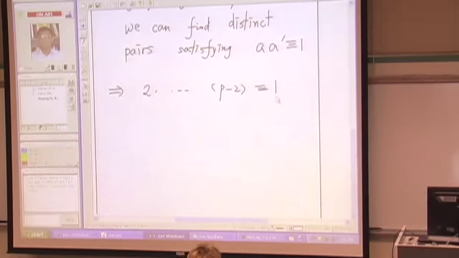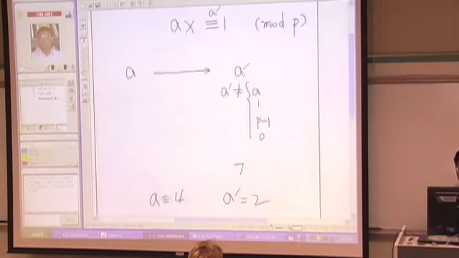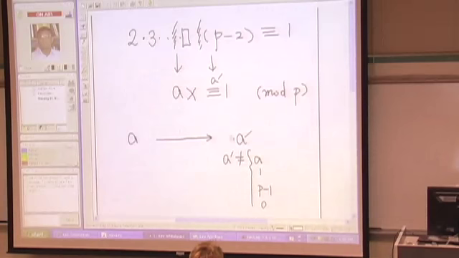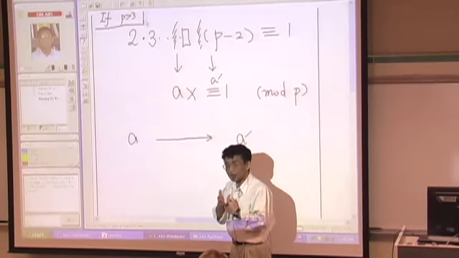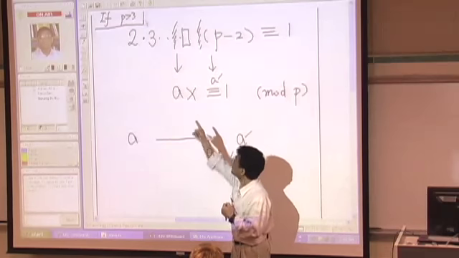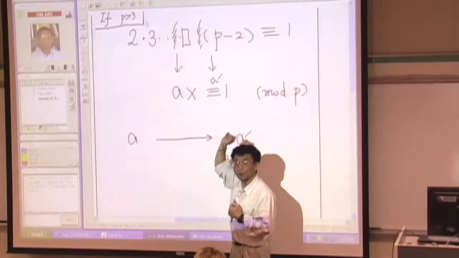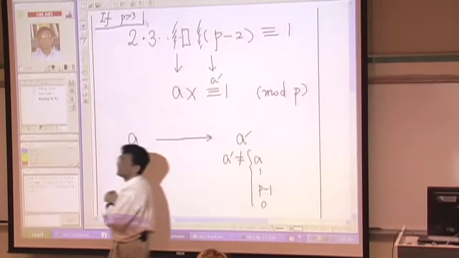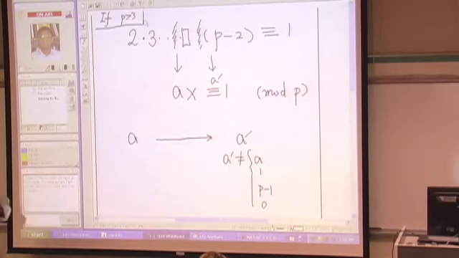You have an even number of numbers. P is greater than 3, right? We handled p less than or equal to 3 last time, right? So if p is prime greater than 3, p is going to be odd. You subtract 2 from it, you still get an odd number. We didn't start from 1. We start from 2. Any other questions?